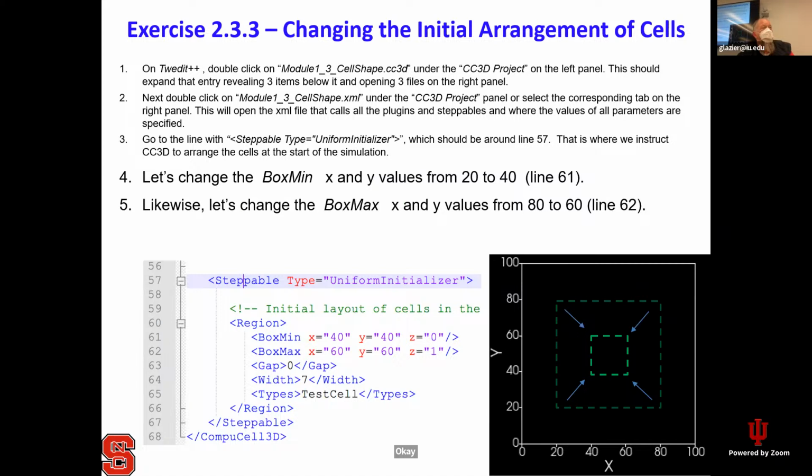And so now what I'd like you to do is change the box min and box max values so that we have fewer cells. And so you can go in and you can edit, make box min 40 instead of 20 for X and Y, and box max 60 instead of 80 for X and Y. All right, try that. And that's basically going to shrink the initial number of cells in the simulation.